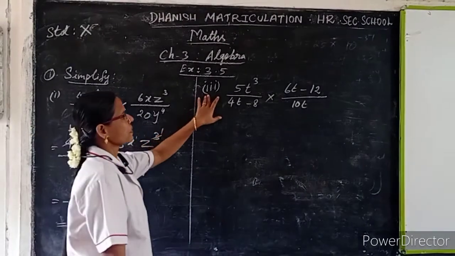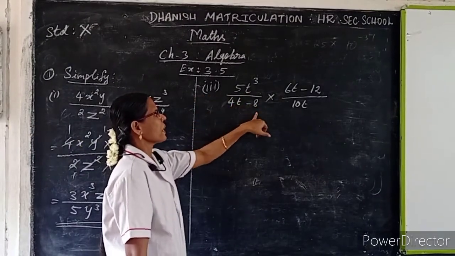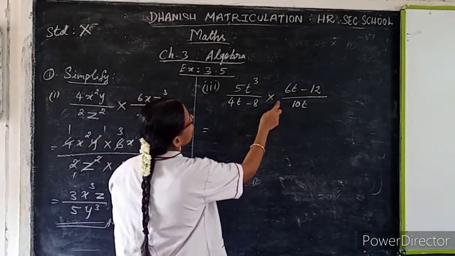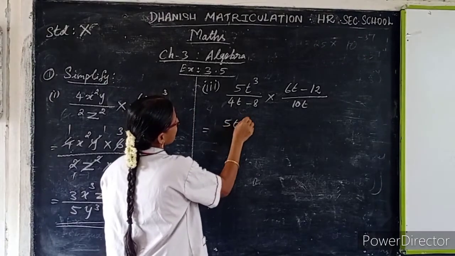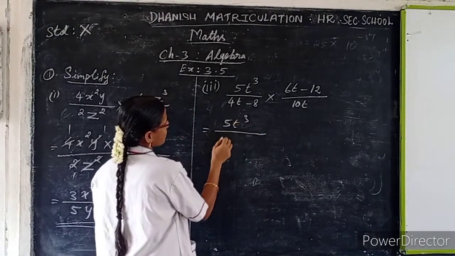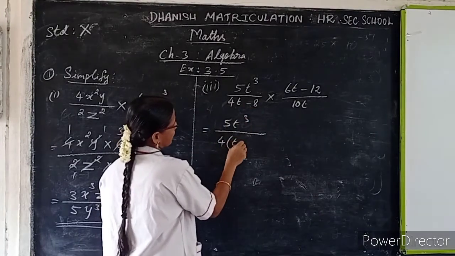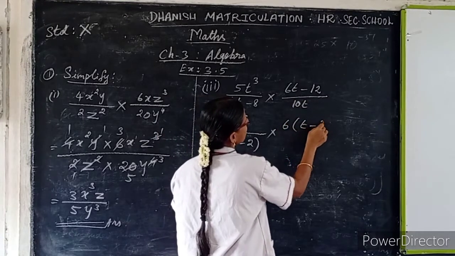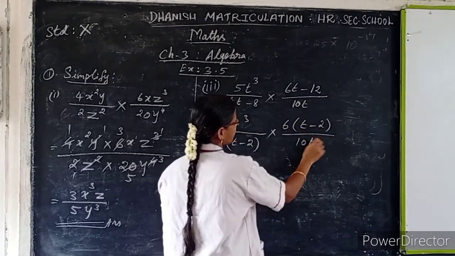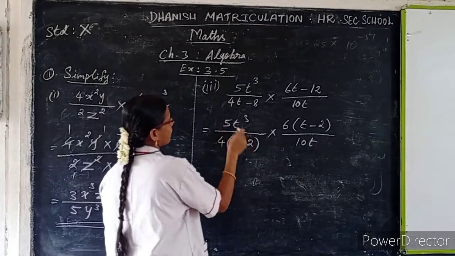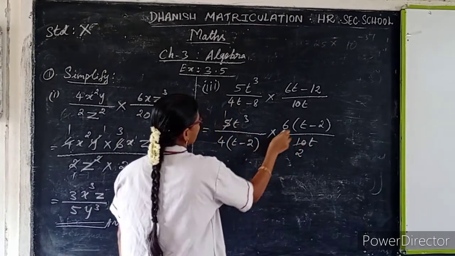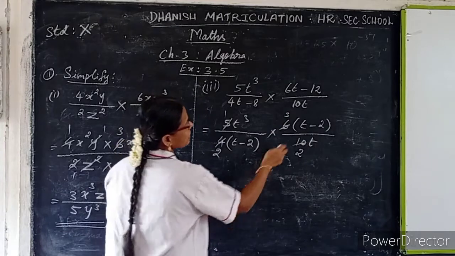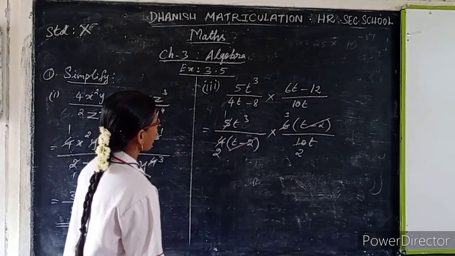Now third subdivision: 5t cube by 4t minus 8 into 6t minus 12 by 10t. First, by taking common terms, here the common term is 4t minus 2. In the numerator, 6 is common, t minus 2. Here 10t. Cancel by the 5 table, by 1 times, by 2 times. Here 2 table, 2 2s are 4, 2 3s are 6. This t minus 2 gets cancelled.